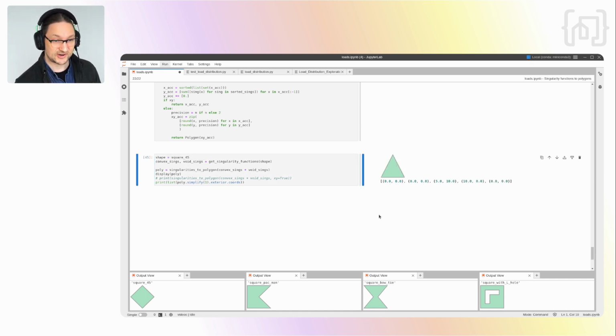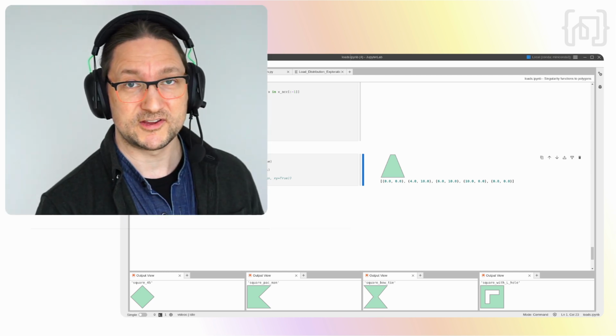Let's take a look at the other shapes to see if they match our expectations. Square 45 checks out what we'd expect. Square Pac-Man, we see a solid region and then a steep slope. And square Bowtie, a steep slope on either side with a flat part in the middle.